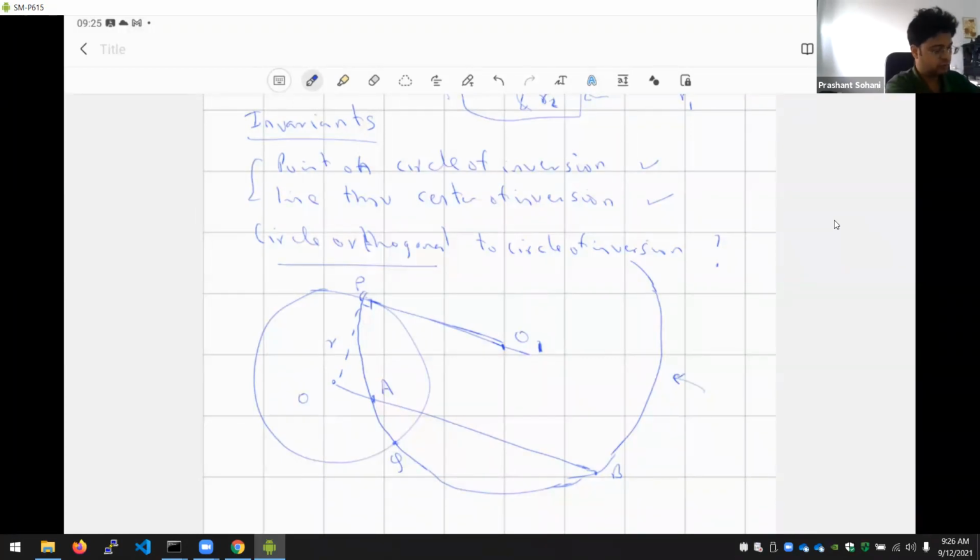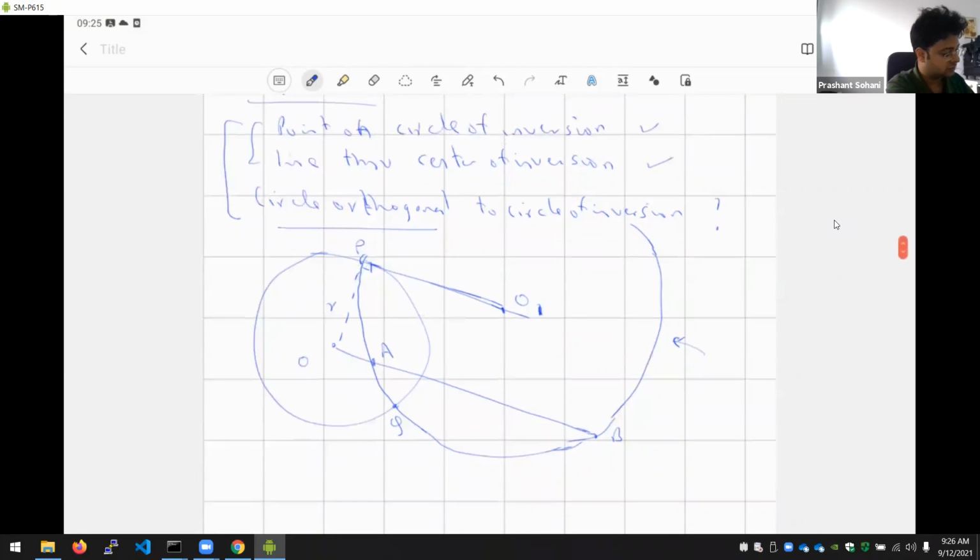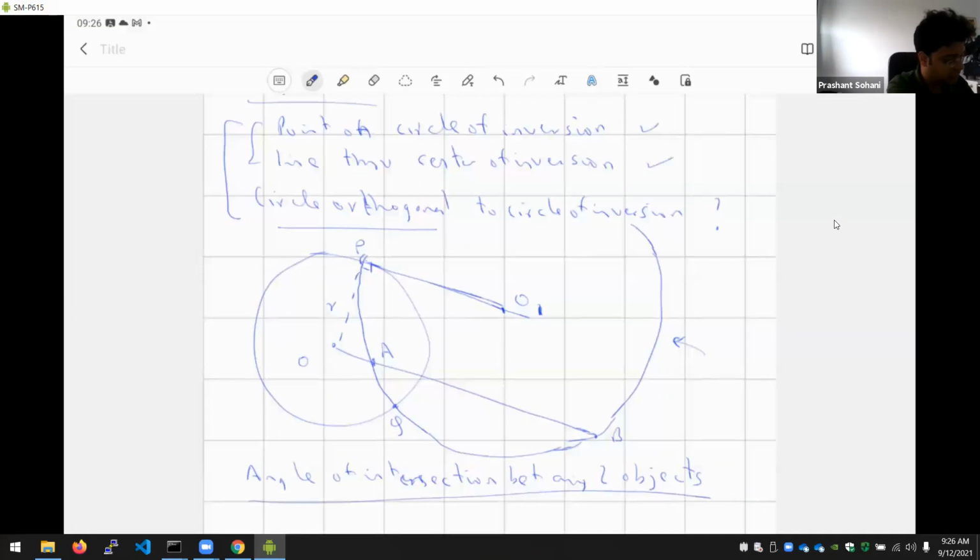Okay, so these are the three invariant objects. There is one more invariance under any inversion, which is also interesting, and that is the angle of intersection between any two objects. So this is also invariant. Now, do you remember what the angle of intersection is?